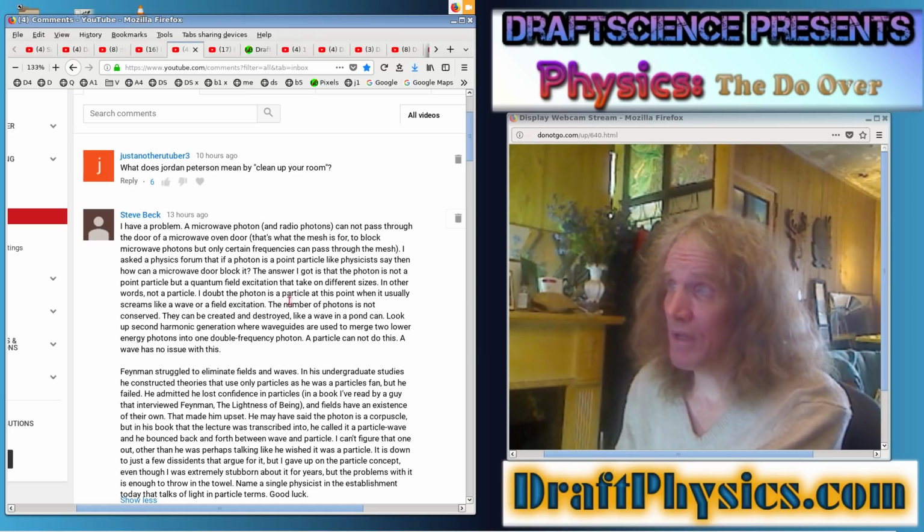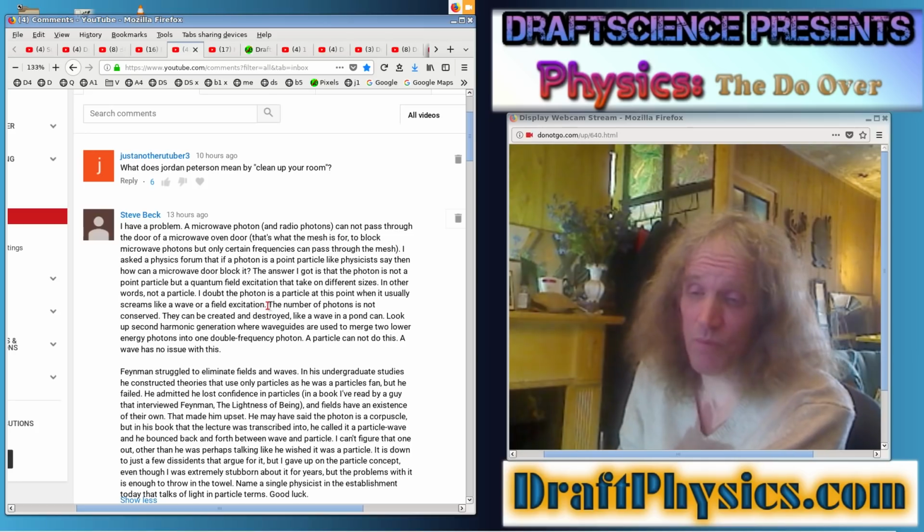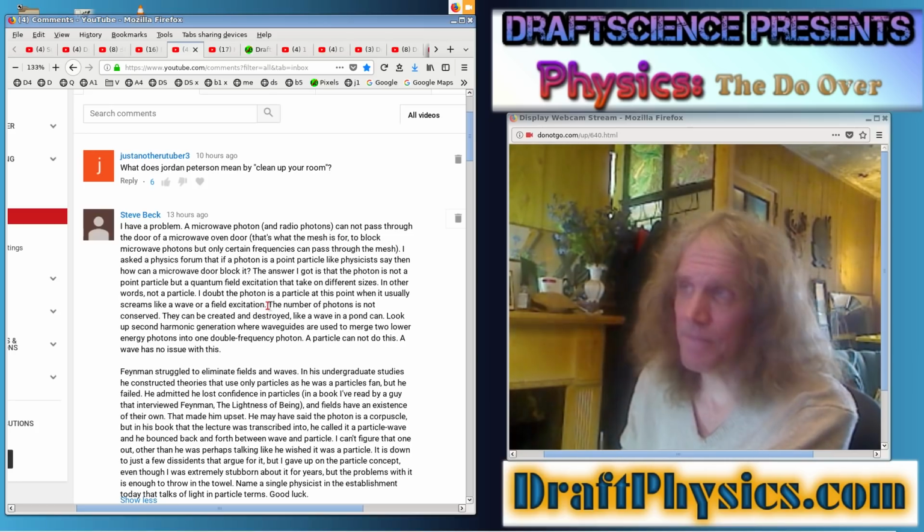I doubt the photon is a particle at this point, when it usually screams like a wave or a field excitation. Well, you can do whatever you want. I'm just saying there's no evidence that makes the particle idea not viable. So I'm just going to argue to you that I can explain why particles always work. And I think I've done that.